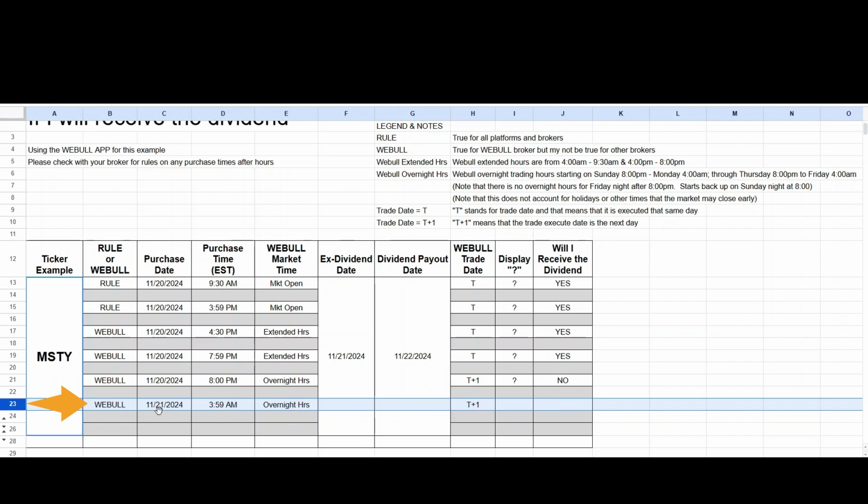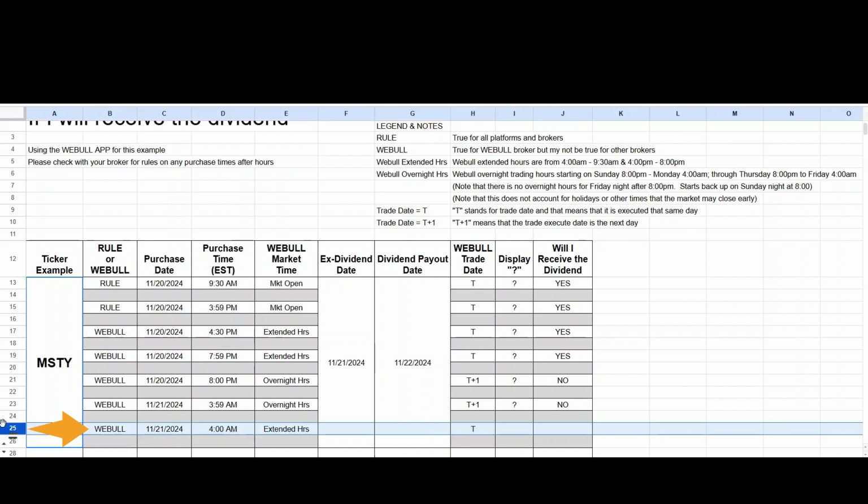Now, the purchase date is November 21st, and the X date being November 21st, I think you're already going to know the answer of that one. Will we receive that dividend? No, of course not. We have to own those shares before the 21st, and if we're purchasing it on the 21st, no matter what time it is, then we will not receive that dividend that pays out on that 22nd. You must own the shares before the 21st.